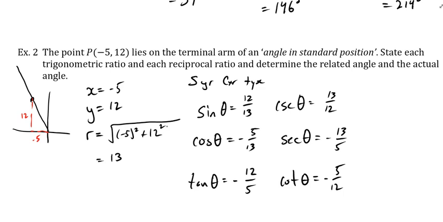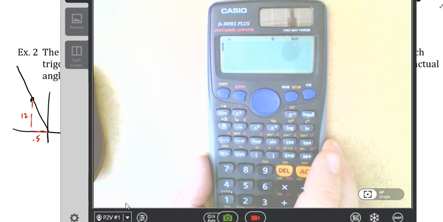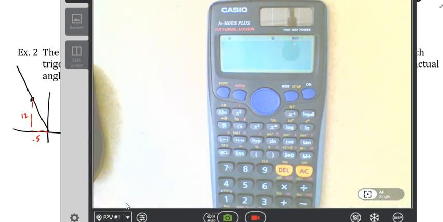All right, last little bit of this one. Determine the related angle and the actual angle. I could use any one of these six, although your calculator doesn't have a button for the reciprocal ratios, so you're going to use one of the three basic ratios. How do we do it on our calculator? This will come up again, but remember, we don't worry about the negative. So if I was going to use cosine, I would ignore the negative. Putting the negative in will mess things up.